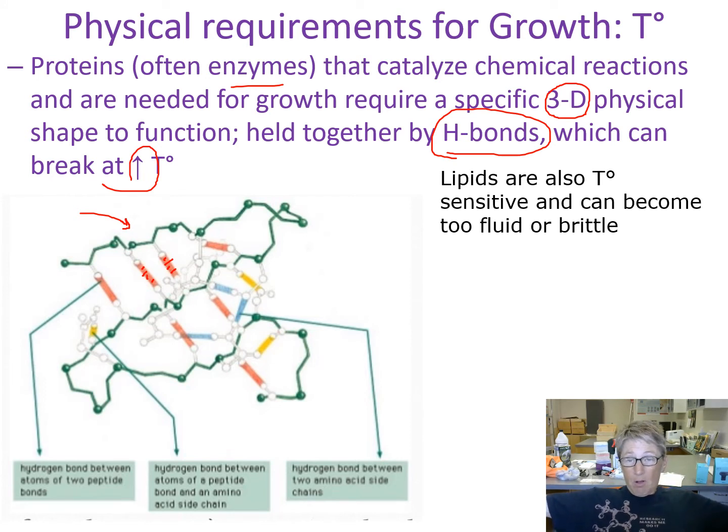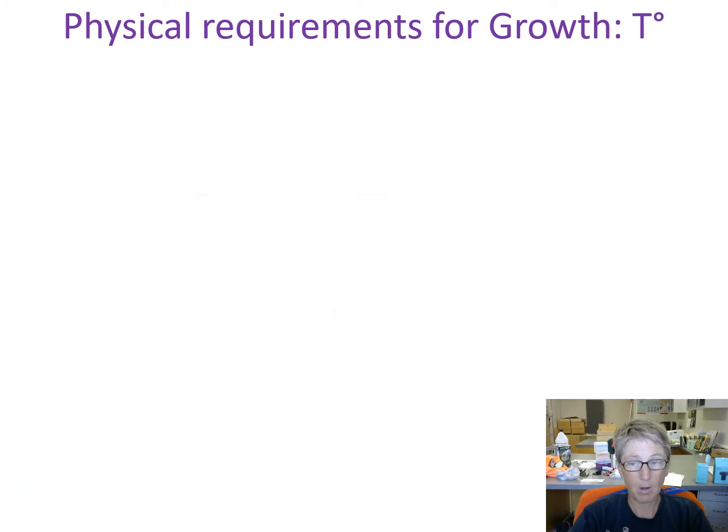Lipids are also temperature sensitive, and they can become too fluid at high temperatures or too brittle at low temperatures. And remember, the plasma membrane is a phospholipid bilayer. That's not good if you're a microbe to have your plasma membrane fall apart.